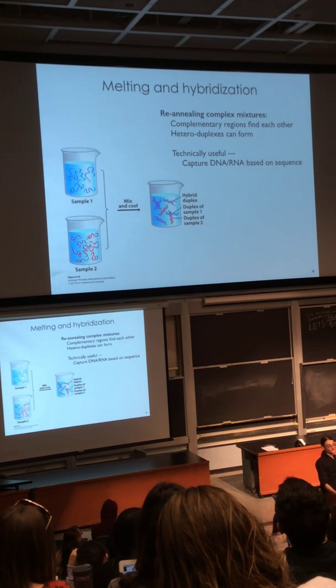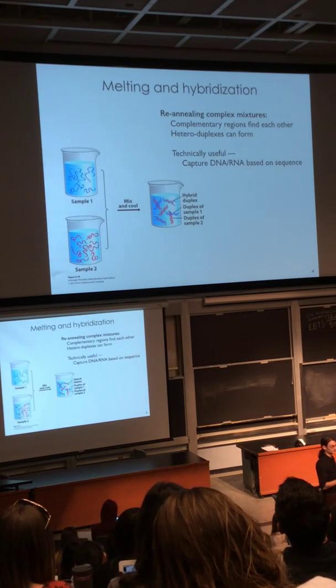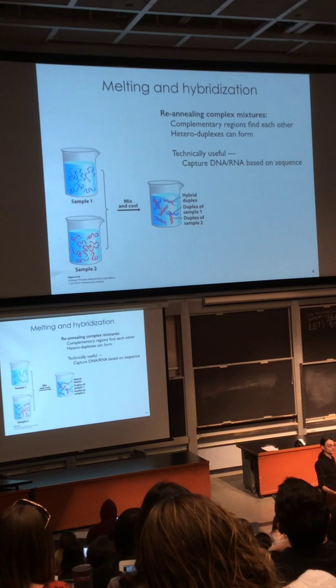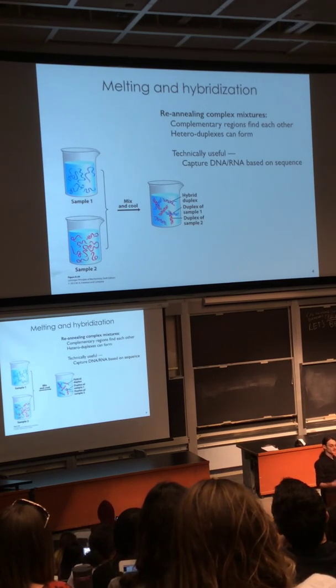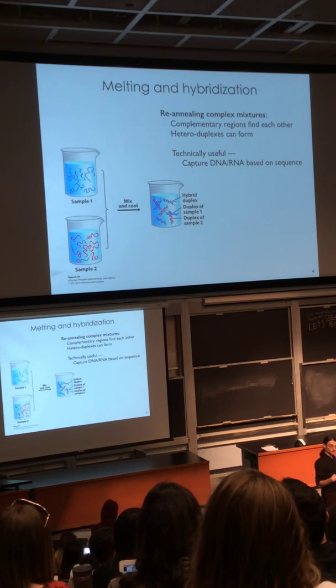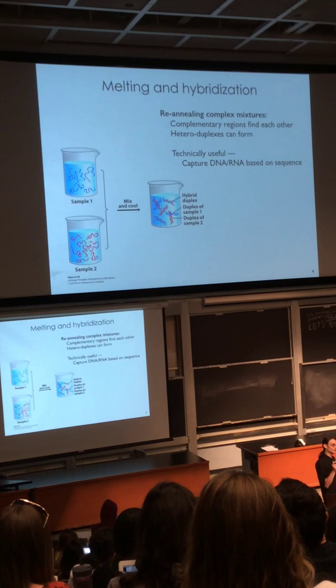And complementarity doesn't have to be perfect to get this matching. There can be some amount of mismatches. The more mismatches there are, the lower the melting temperature. But you can still detect regions that have high similarity, but not perfect identity.